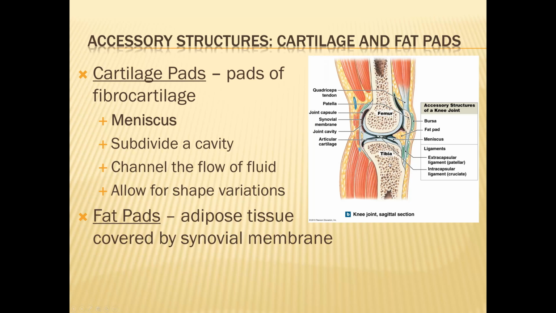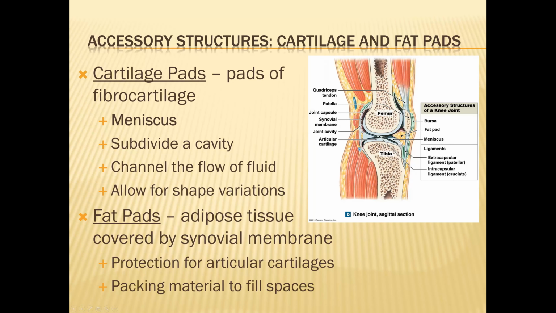You can also find fat pads associated with synovial joints, and these are little sections of adipose tissue covered by a synovial membrane. We can see a fat pad in this image as well. These help to provide protection for the articular cartilages, and they serve as packing material to fill spaces within joint cavities. And then as you move and the shape of the joint cavity changes, they can also move along with that to help fill the spaces created by the movement.